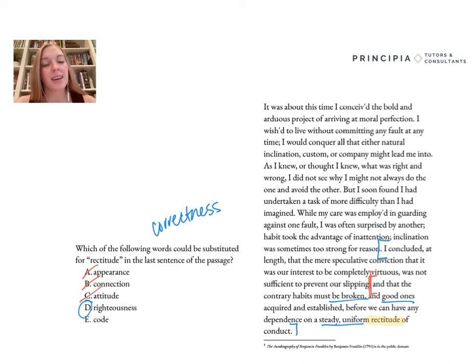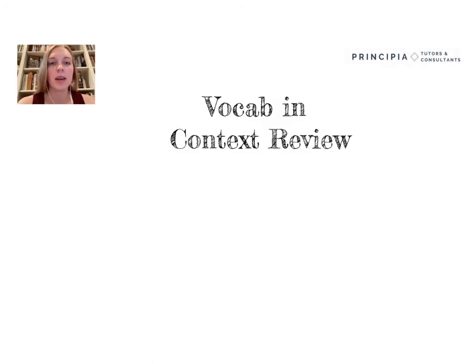Now, answer choice E is why coming up with our own synonym first is our preferred vocab and context strategy. If I read code here in place of rectitude, I might be convinced that that could be the right answer, right? Especially because code of conduct is a familiar phrase. But righteousness is actually more accurate here. So if at all possible, make sure you go back to the passage and come up with your own synonym first. To wrap up, let's go ahead and review those two strategies.